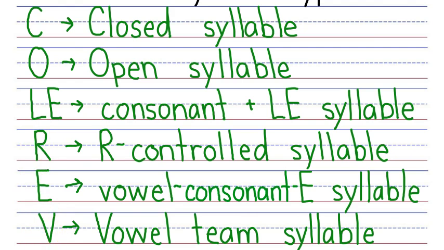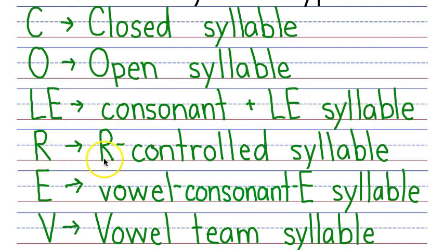So think of it this way. Sally Cole likes you to review the 6 syllable types according to the COLREV acronym. Here's a quick summary of what each part of the COLREV acronym stands for. C stands for closed syllable. O stands for open syllable. LE stands for consonant plus LE syllable.